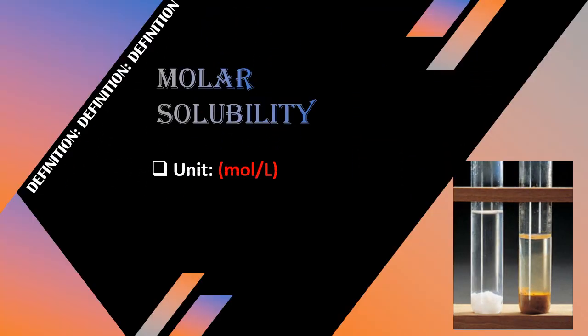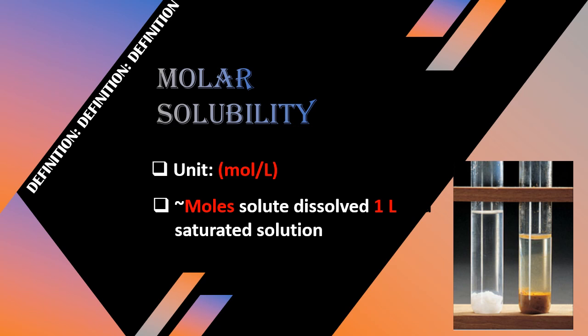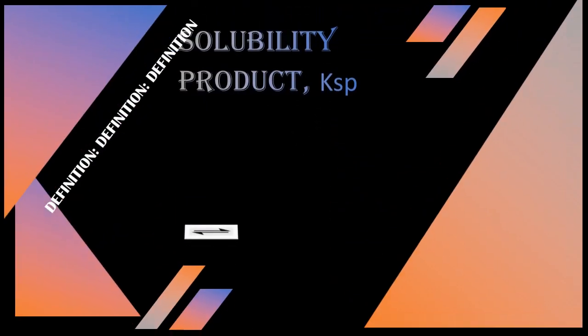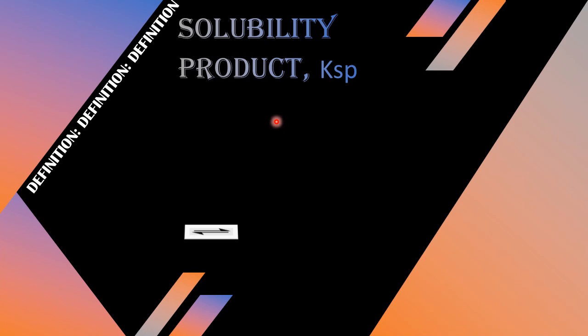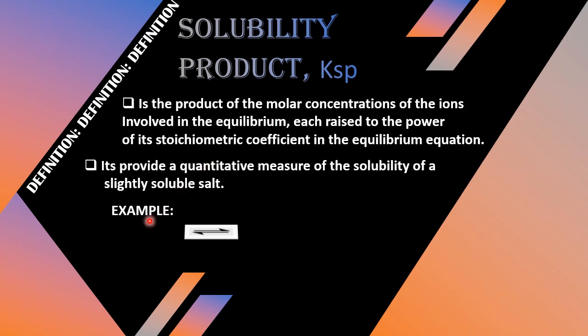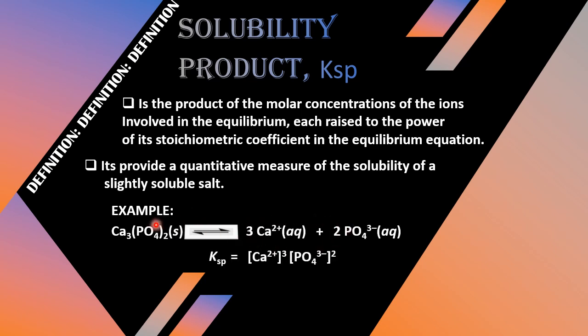Okay, next, molar solubility is the moles of solute dissolved in 1 liter of saturated solution. Solubility product is related with the equation. When an equation is given, you must transform the equation to the Ksp, meaning the solubility product. Always remember, the reactant is in solid, and the product is in ions.